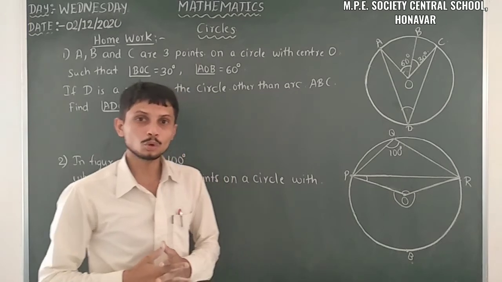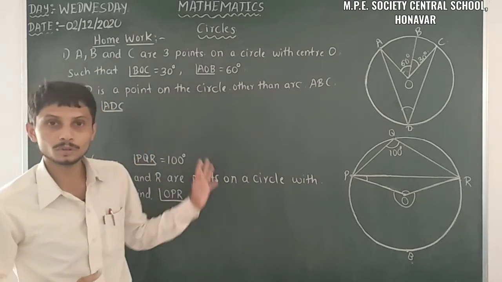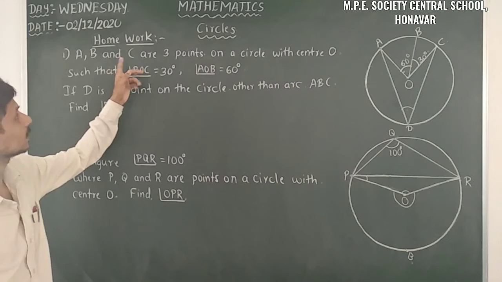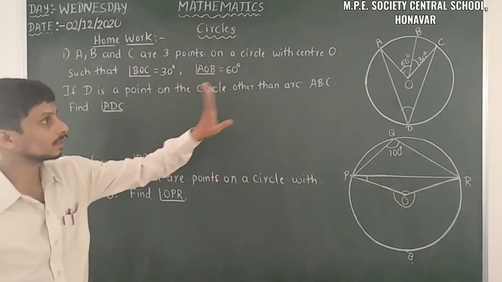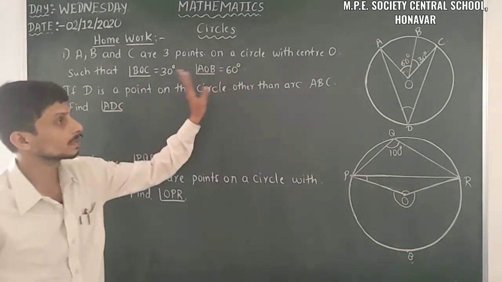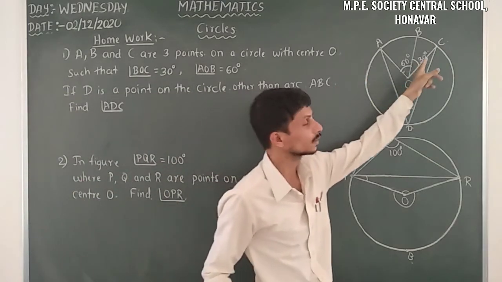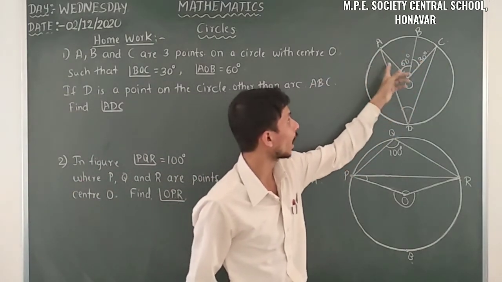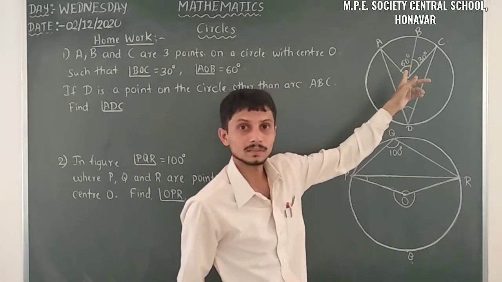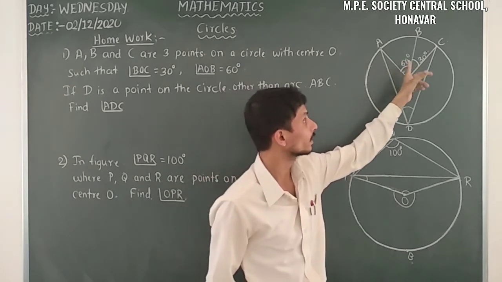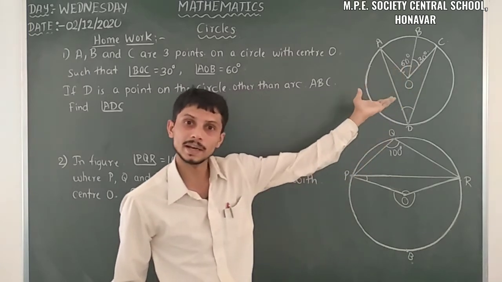So let us take 2 homework problems here. Let us consider them one by one. The first problem: A, B and C are 3 points on a circle with center O such that angle BOC is equal to 30 degrees and angle AOB is equal to 60 degrees. Here we have the situation. Arc AB and arc BC make angles at the center of 60 degrees and 30 degrees. We can add those two, and we get 90 degrees here.